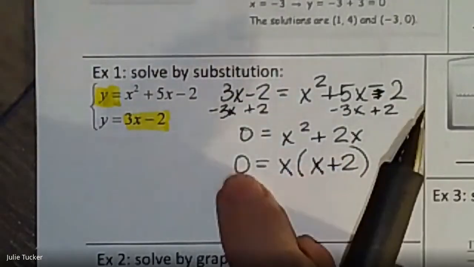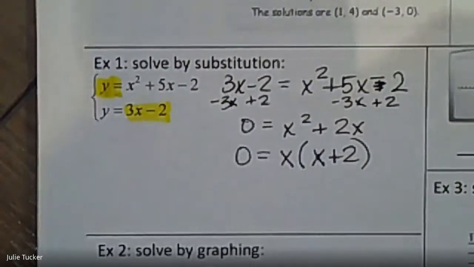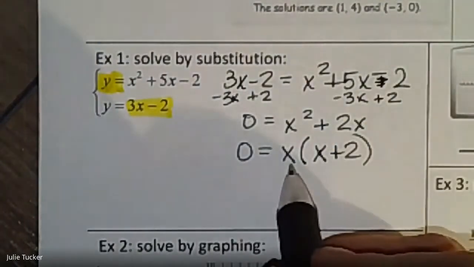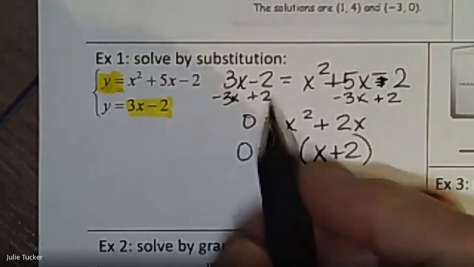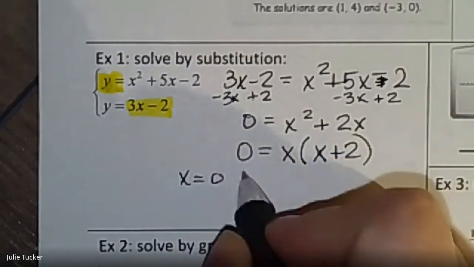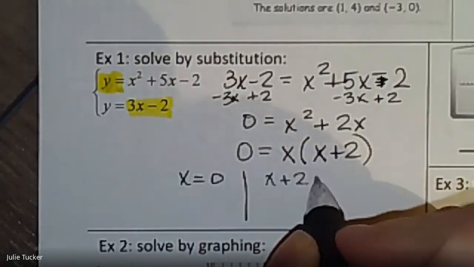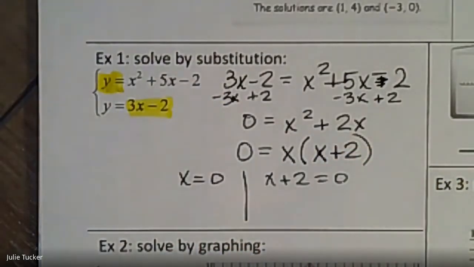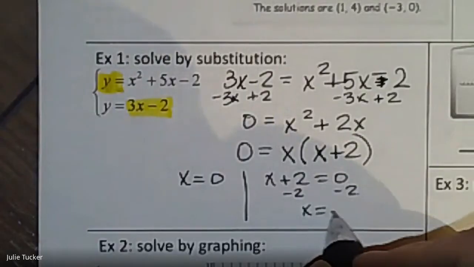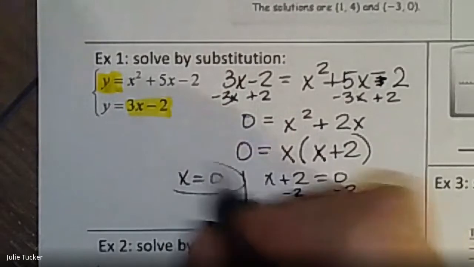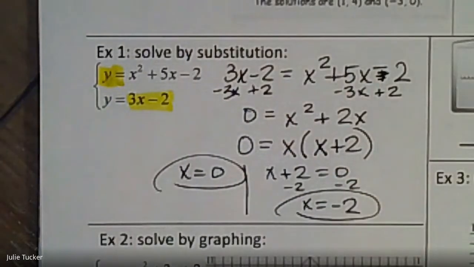Yeah. And since that product equals 0, now I'm going to do that zero product rule, and I'm going to say x equals 0 and x plus 2 equals 0, like what we did last night. And then, yep. So those are our two solutions, x equals 0 and x equals -2. Okay.